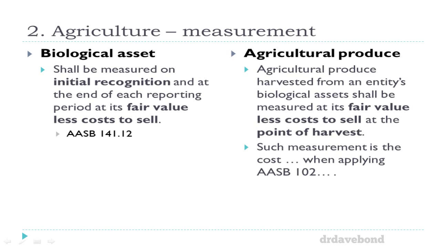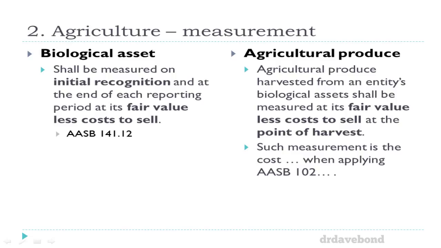Agricultural produce, so this is the stuff which you get from the biological assets, so the apples, the wool, meat, whatever. Agricultural produce harvested from an entity's biological assets shall be measured at fair value, less cost to sell at the point of harvest. Same thing. So biological assets, fair value all the time.